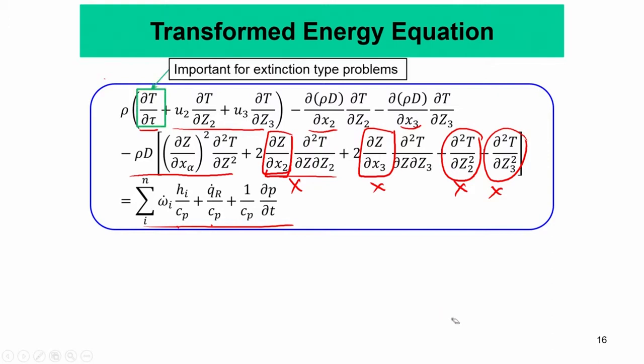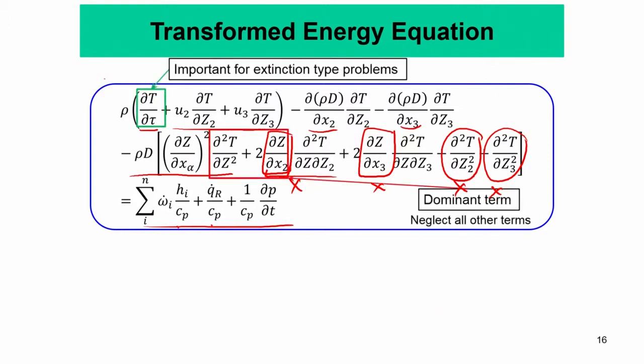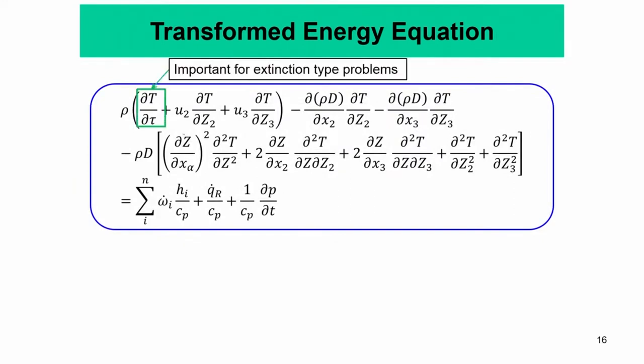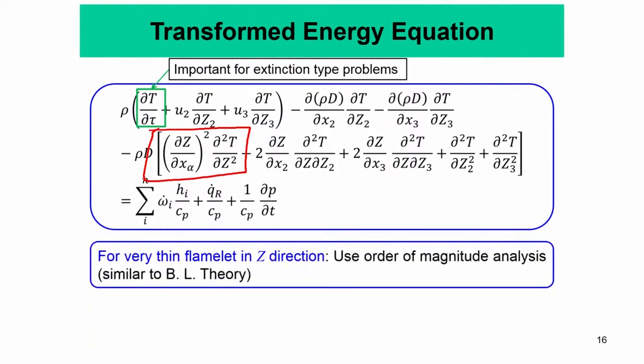Once you do that, the dominant term that will emerge is essentially this term, and all other terms can be neglected. We'll talk about these dominant terms later. So this is the assumption of a very thin flamelet in z direction, using order of magnitude analysis similar to boundary layer theory. Essentially, we'll have this term, which is a transient term for extinction type problems, and this term, and convection.